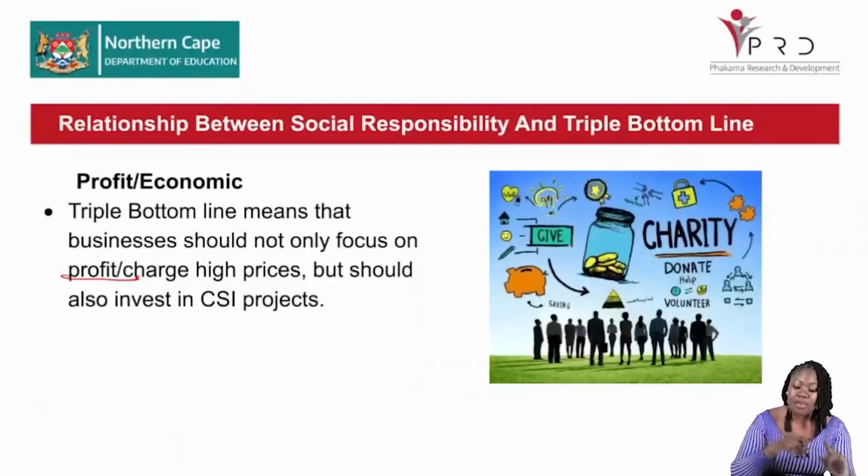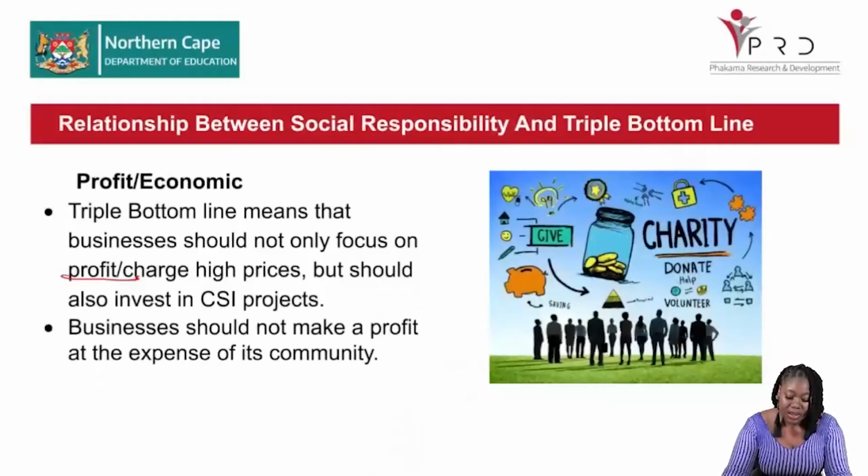CSI projects. And remember, we're trying to create a relationship between social responsibility and triple bottom line. So what it means essentially is that as a business, your main focus should not only be making money, but you must make sure that you involve yourself in CSI projects, which then benefit who? People. Okay, again, in terms of profit, businesses should not make a profit at the expense of the community as a whole. So you must ensure that all your business activities, whatever you do that generates income or money for you as a business, is not at the expense of the community. It does not harm the community.